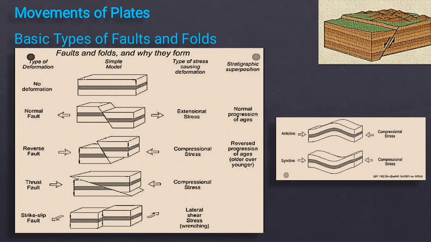And then we have the thrust faults, which are most commonly seen at convergent plate boundaries, and the type of stress is compressional stress. And then we have the strike slip fault, which is a vertical fracture, and the type of stress is lateral shear stress. And then we have here also the anticline, which is the upward fold. The type of stress is compressional, and the syncline, we have the downward fold, which is also compressional stress.